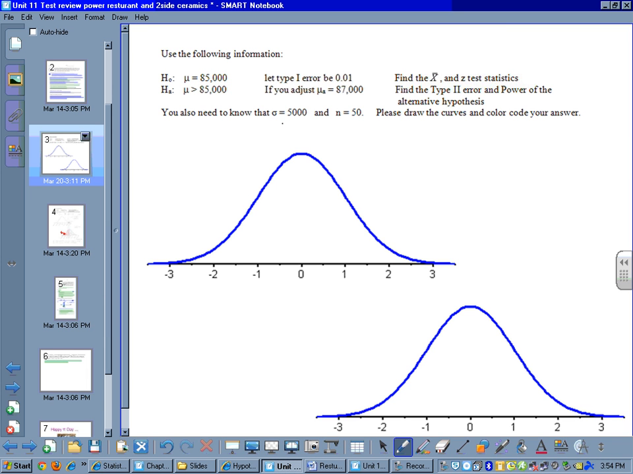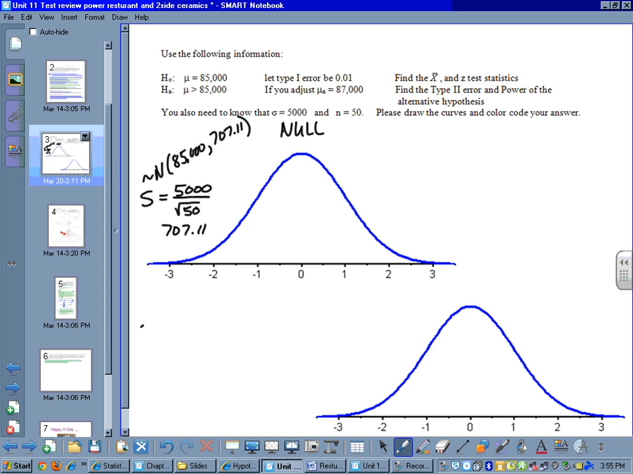So this is my null, and I have to find my standard deviation. I know that I'm approximately normal with a mean of 85,000, and now I have to find my standard deviation. So we're going to use the population standard deviation divided by the square root of the sample size, and 5,000 divided by the square root of 50 gives me $707.11. So that is how I am going to make my spread.